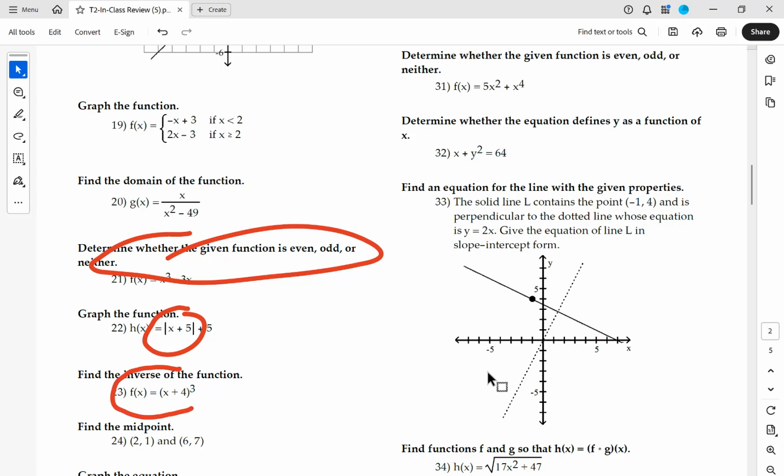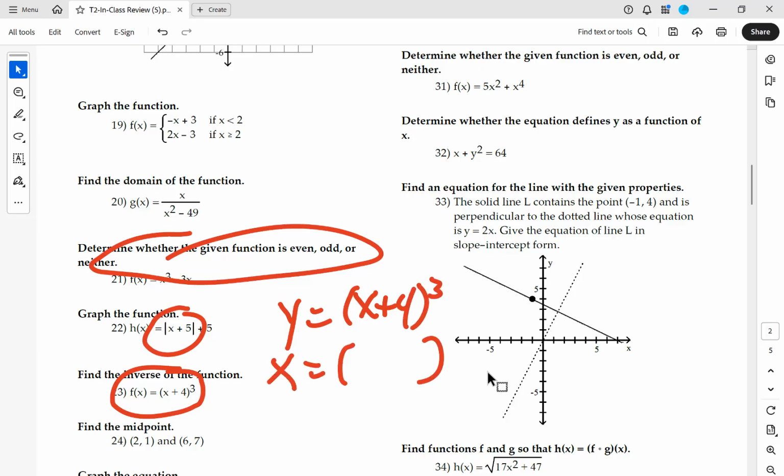You need to know how to find the inverse of a function. The inverse of a function basically is step 1, write that as y equals. Step 2, swap the x's and y's. Step 3, which I'm going to leave to you, solve that equation for y. In other words, get y by itself, and you will have found the inverse.